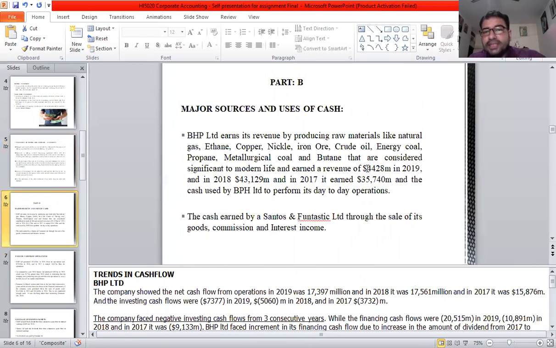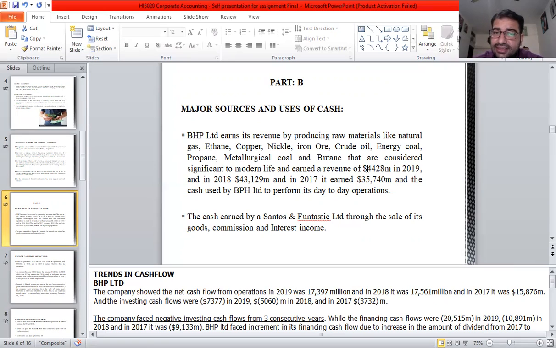Part B, major sources and uses of cash. So BHP Limited earns its revenue by producing raw materials like natural gas, ethane, copper, nickel, iron ore, crude oil, energy coal, propane, and metallurgical coal and butane.